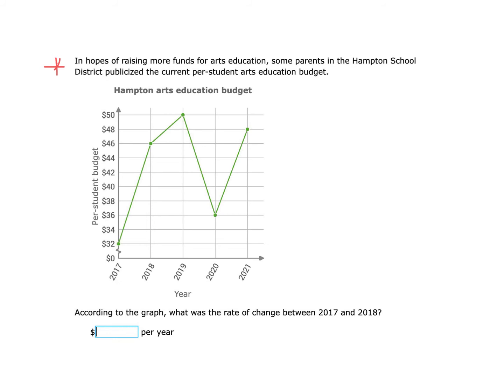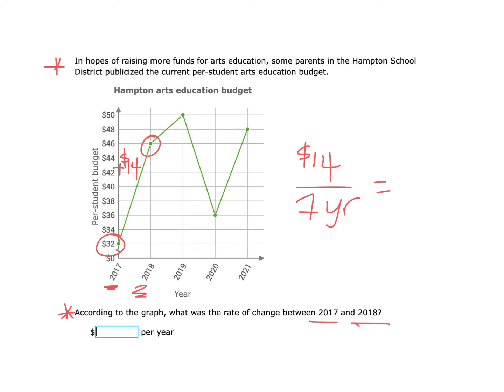So this question asks us, what was the rate of change between 2017 and 2018? 2017, I can see it's at $32. 2018, I can see it's at $46. The change from 32 to 46 is plus $14. So we do $14 over 1 year, which I don't really even need to divide because I know 14 divided by 1 is 14. So then my answer would just be $14 per year for 2017 and 2018.